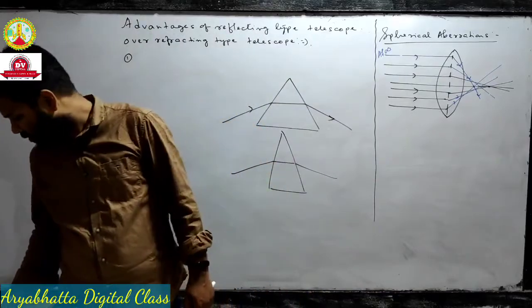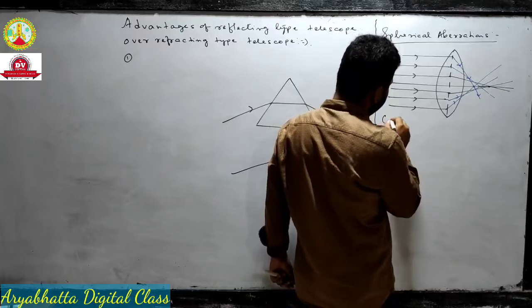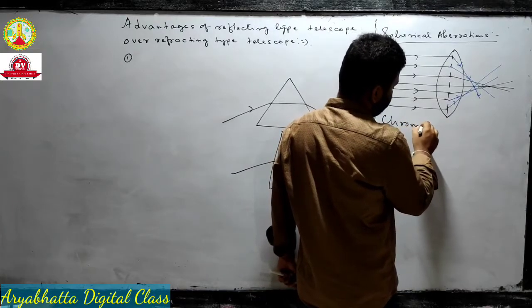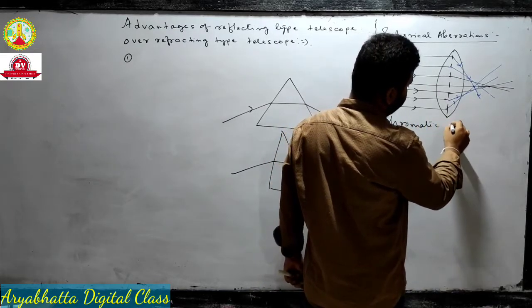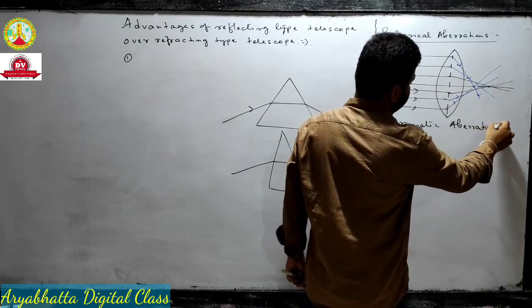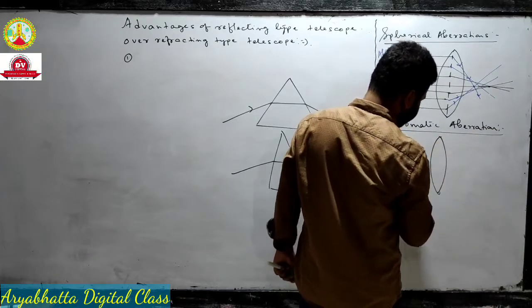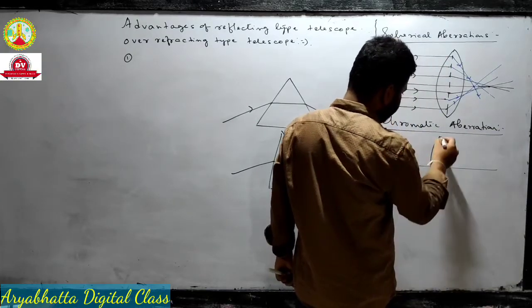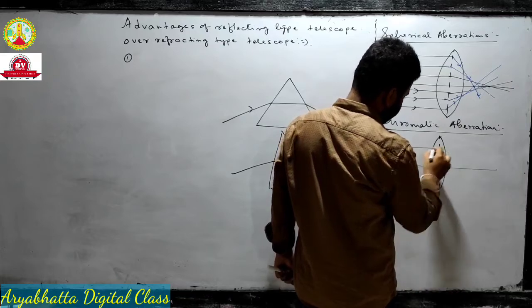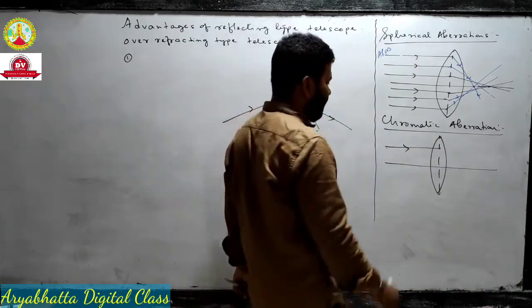Now what happens in chromatic aberration? Next problem with the lens is chromatic aberration. This is the second problem with the lens. So you consider this lens. As you already know, suppose there is one light. Now the question is, what type of light is this? This is a white light.